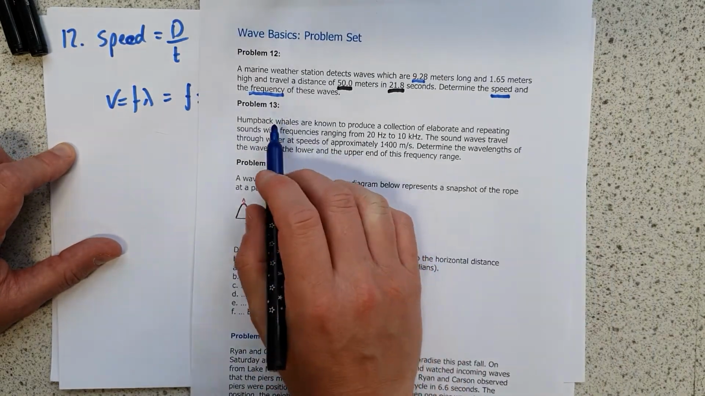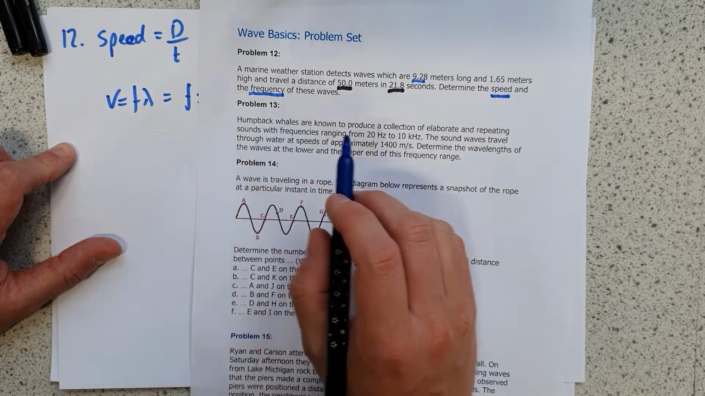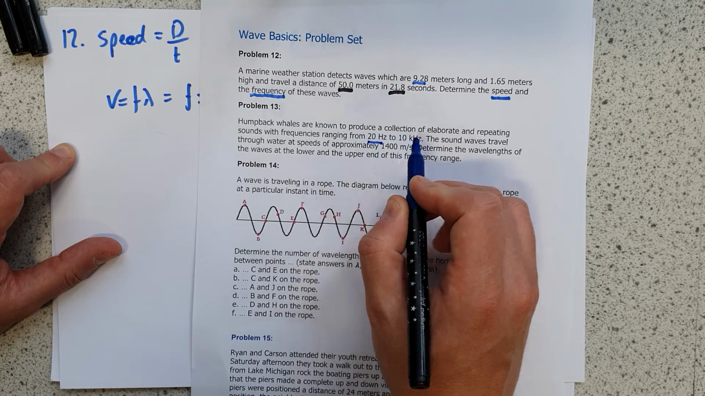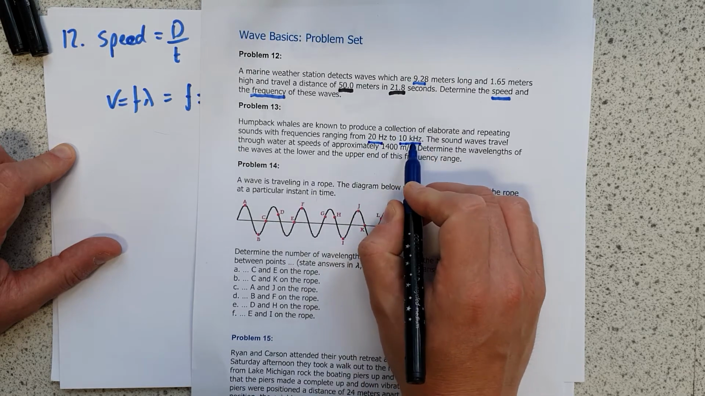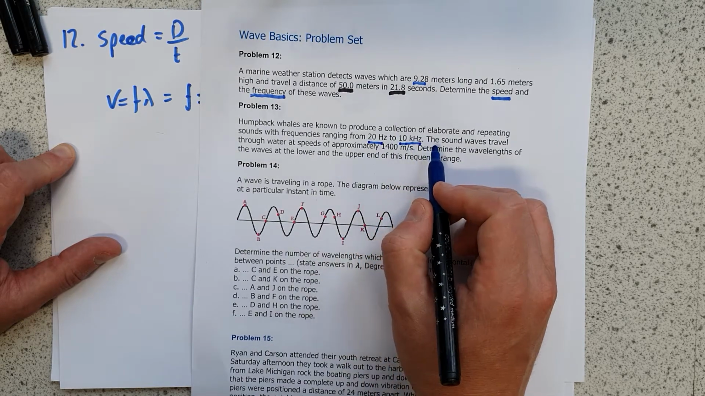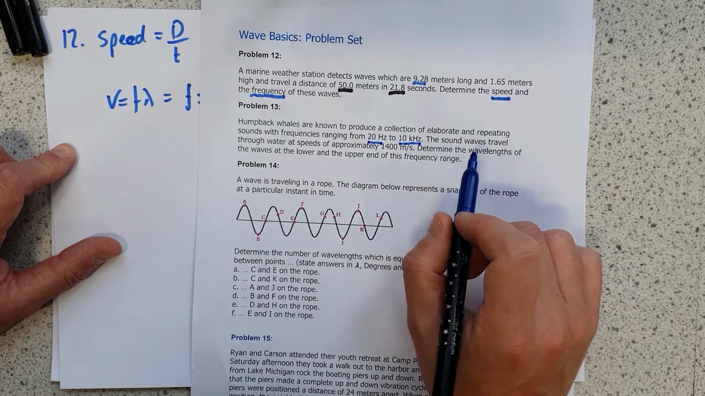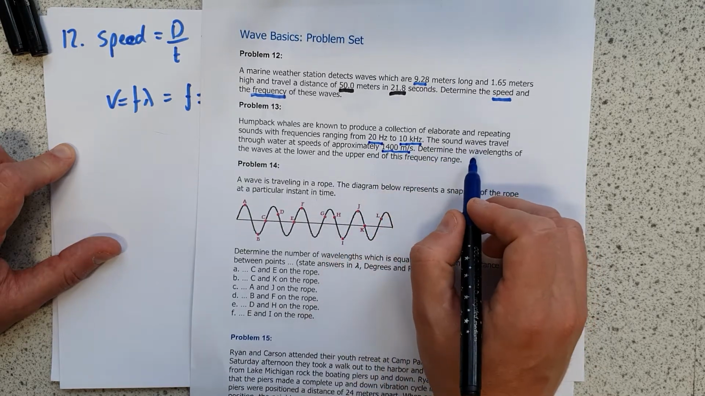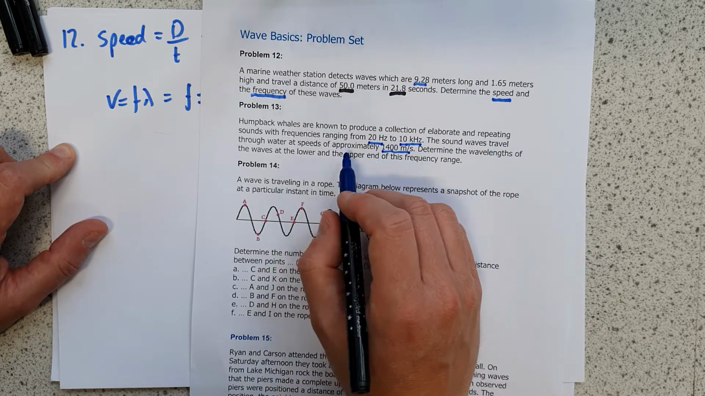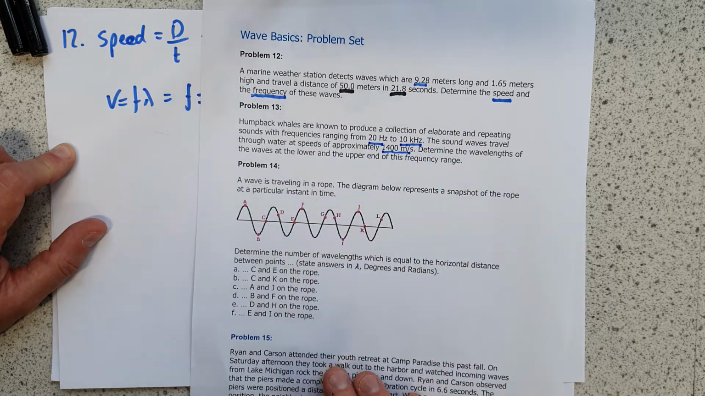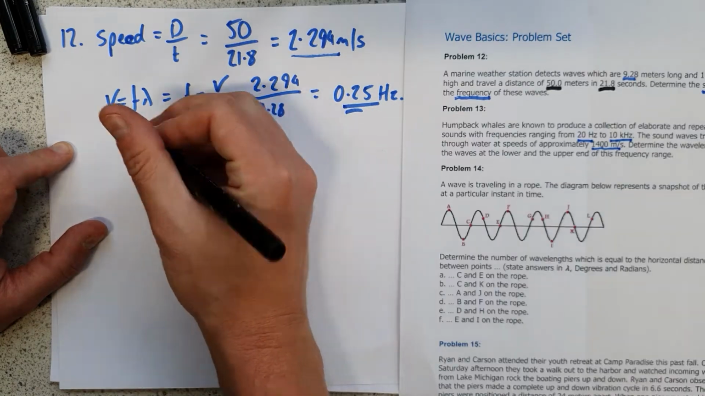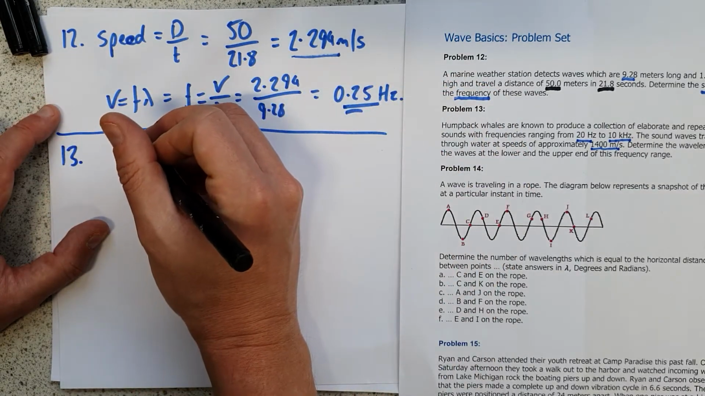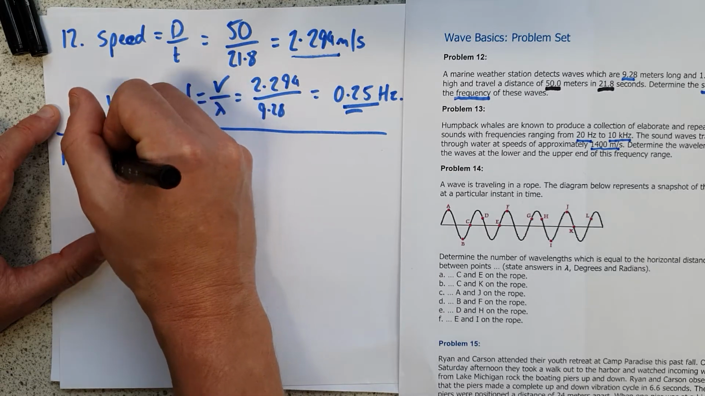13 gets you looking at this problem around humpback whales and their frequencies. So they range from 20 hertz to 10 kilohertz, or 10,000 hertz. And we also know that they travel at approximately 1400 meters a second. So we need to determine the wavelengths of the waves at the higher and the lower ends of this frequency range. So to do this, question 13, we are going to again use the formula v equals f lambda.